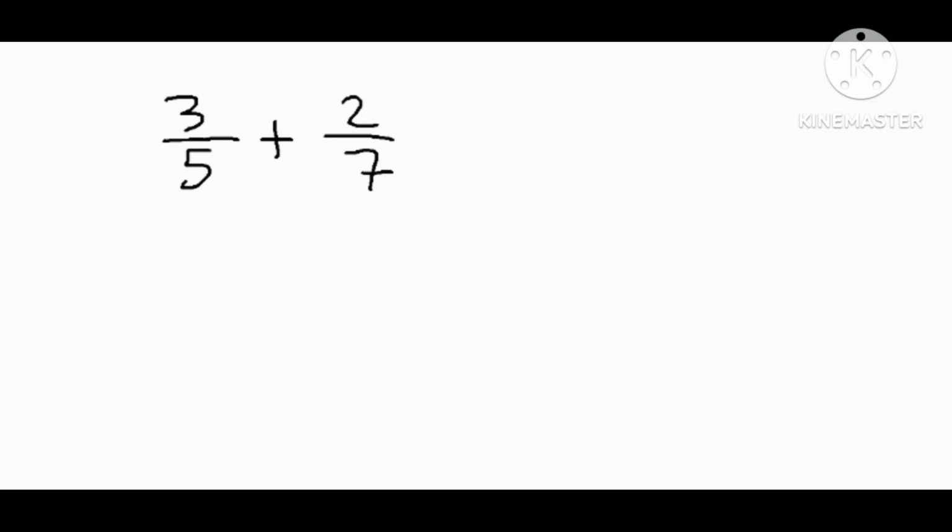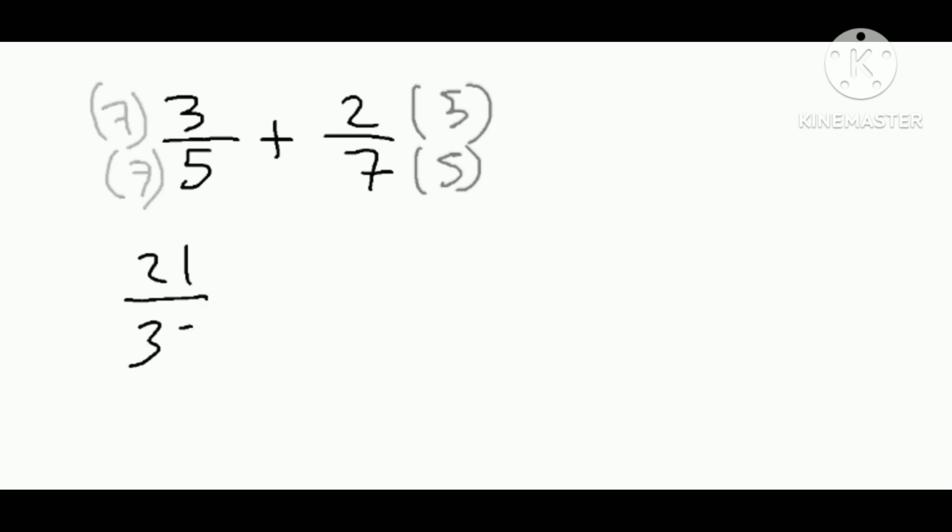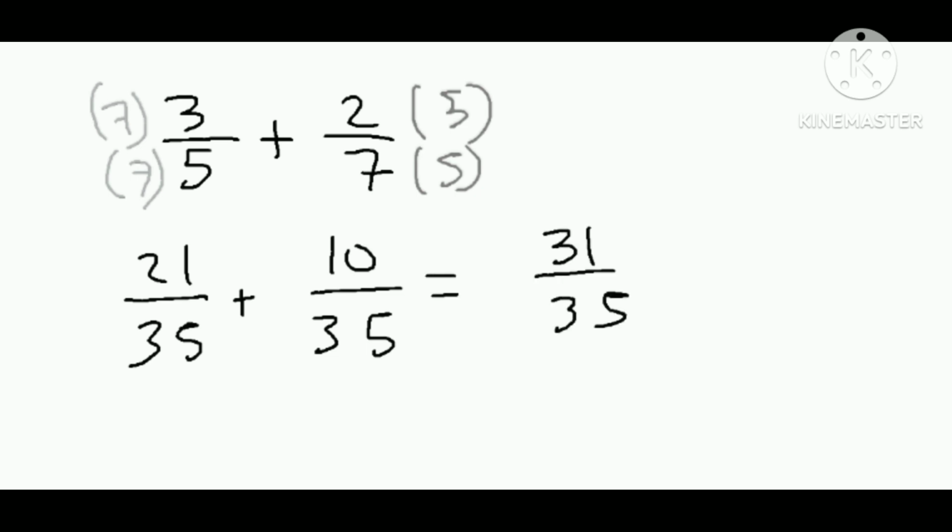Now, another way in which you can get the same answer is by getting common denominators. So for the second fraction, multiply the top and bottom by 5. And for the first one, multiply the top and bottom by 7. So 7 times 3 is 21, and 7 times 5 is 35. 2 times 5 is 10. So 21 plus 10 is 31. As soon as the two denominators are the same, you may add the numerators.